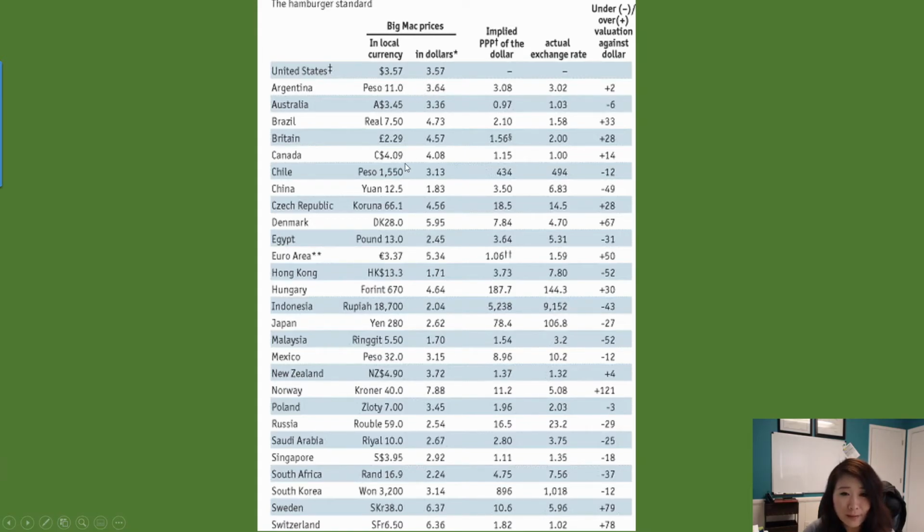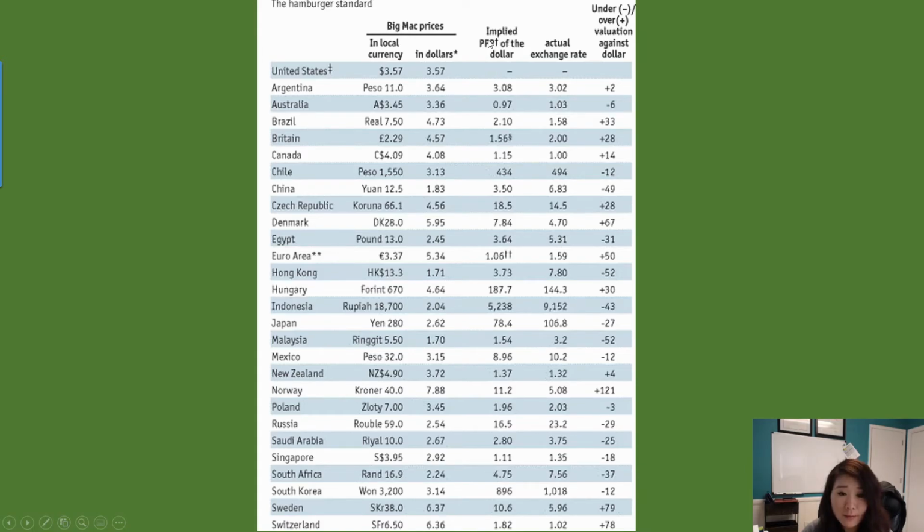This is the 2014 one, I believe I used the 2014 data. So you can look at the Big Mac in different countries. In the United States, it's 3.57. If PPP holds, all the numbers should be $3.57. Obviously, you can see it's not the case. So look at the third column.